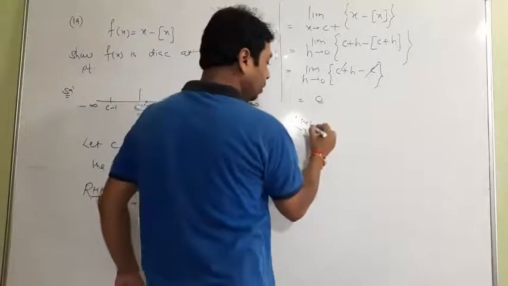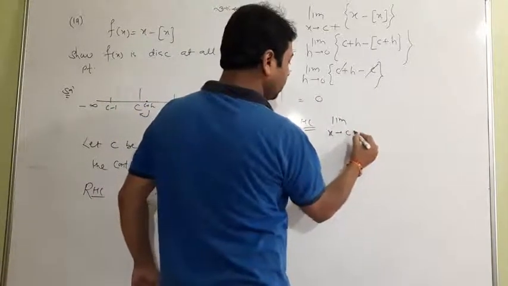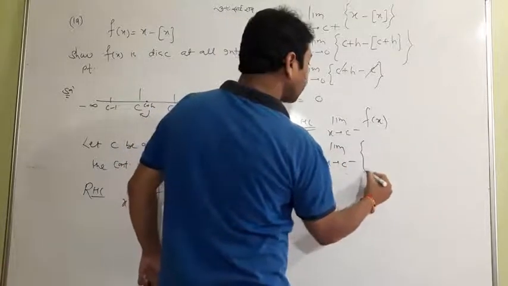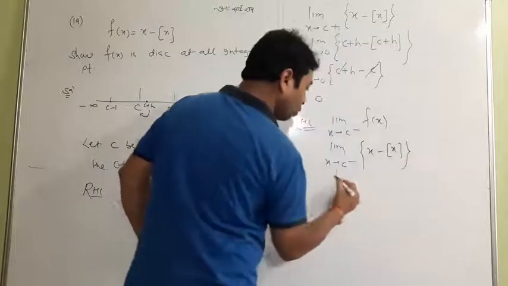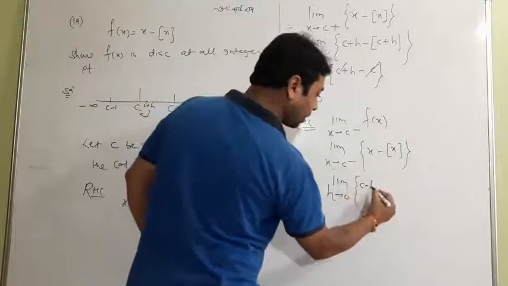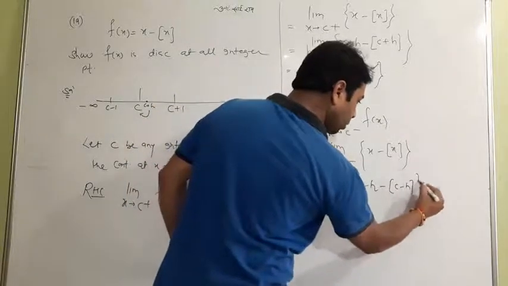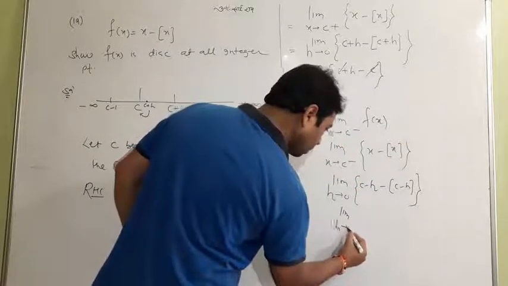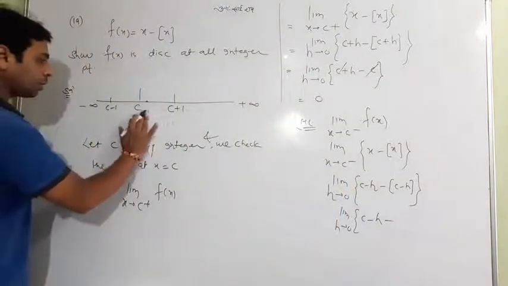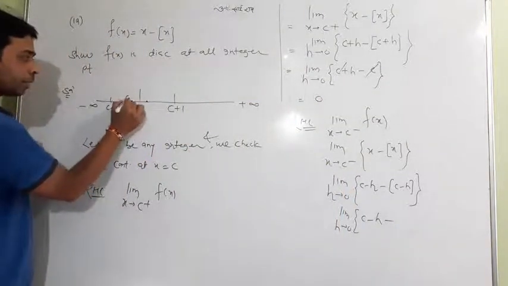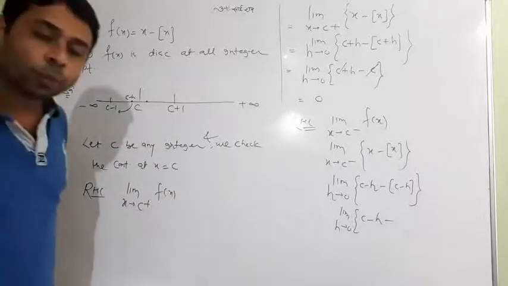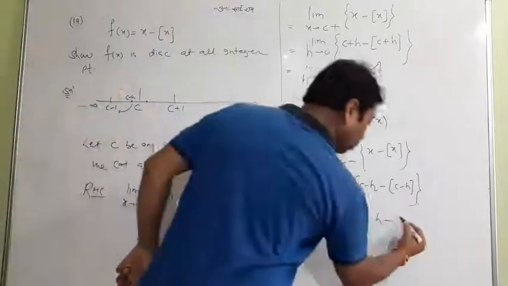So I'll go to the left hand limit. What is the left hand limit? x tends to C minus of the function. What is the function? x minus the greatest integer of x. Now turn it in h: instead of x I will write C minus h. What is C minus h here? C minus h is just behind C. The greatest integer function of C minus h is definitely C minus 1, because it is the nearest lesser integer. So just C minus 1 will come.